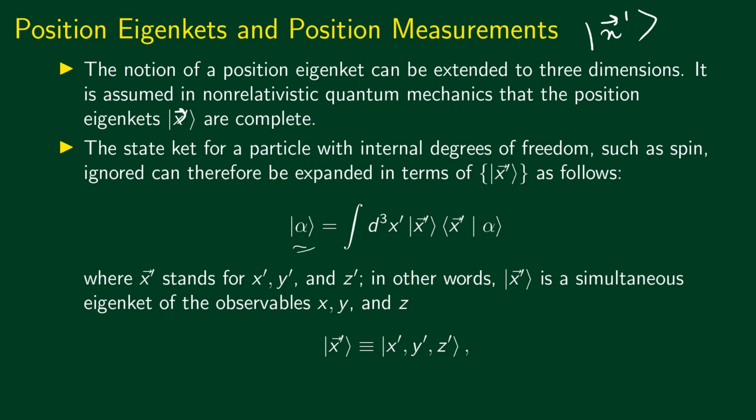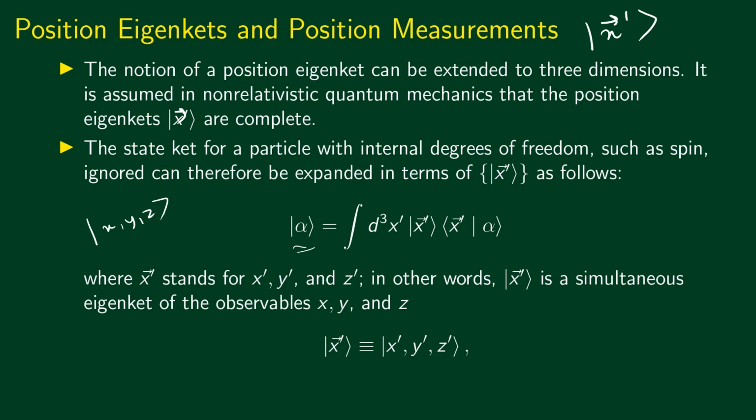You are integrating it over the entire space. This is ket x vector prime, bra x vector prime, ket alpha. Now we just introduce the corresponding completeness relation here, assuming that these form a complete set, or form a basis. Alternatively, this actually means that you are just specifying x, y, and z.